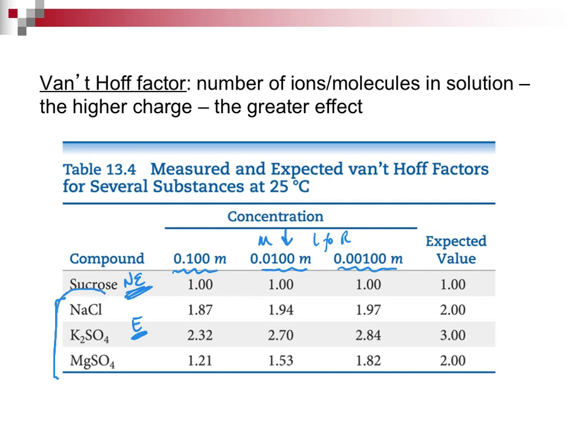I'll just pick on NaCl. Notice if I do the calculation at 0.1 molal, I have 1 value of i. If I do it at 10 times less concentrated, I have another value of i. If I do it at 10 times more dilute, I have yet another value. All of these values are going to approach the ideal value. So what we say is solutions behave ideally at very dilute concentrations.